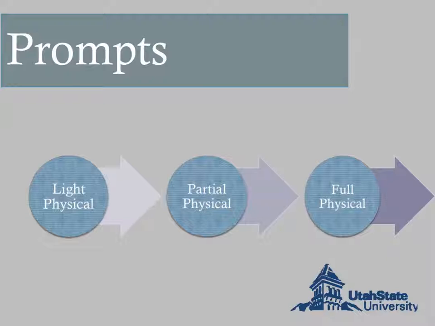The next intrusive prompt is the partial physical prompt. Partial physical prompts are when you physically guide the individual through part of the response, as if you're getting them started on the response, or you might minimally guide the individual through all of the response. This could look like if you were to prompt an individual to wash their hands, you might lightly physically guide their hands to the sink to turn on the water, and then place their hands under the water. When she independently puts the soap on her hands, you might indicate that she needs to scrub them together by putting the hands together.